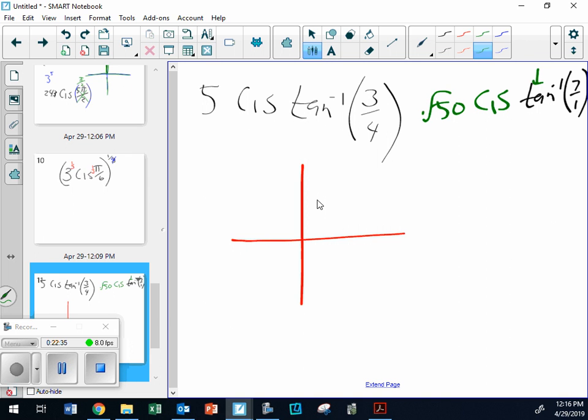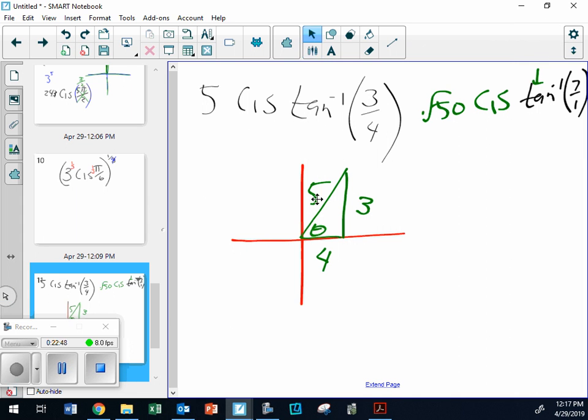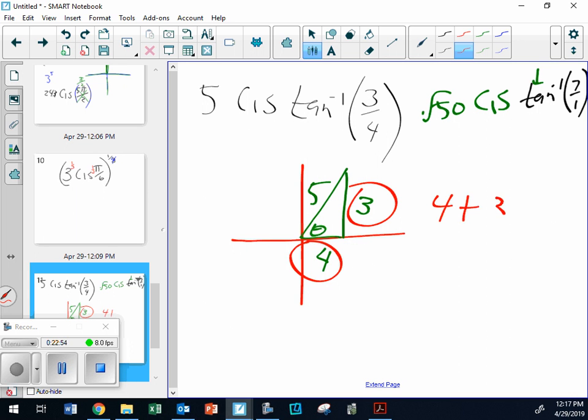Did you realize we were talking about TOA, opposite over adjacent? That must be 5, and then this angle, I don't know, but I really don't need the angle to get the rectangular, because the rectangular is just that and that, 4 plus 3i. Raise your hand if you had 4 plus 3i. Awesome. Okay, so I think you're really in pretty good shape now.